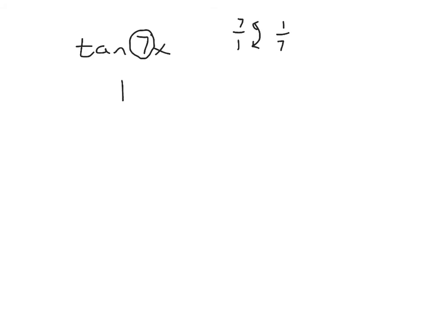Therefore, when I say what's the period of this function, the only thing you have to remember is what's the normal period of tangent. And the normal period of tangent is pi. So I do pi over 1 times 1 over 7. That gives me pi over 7 for the period of that function.